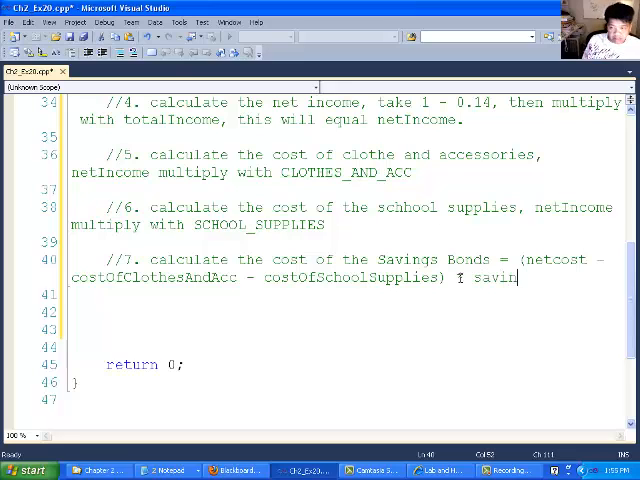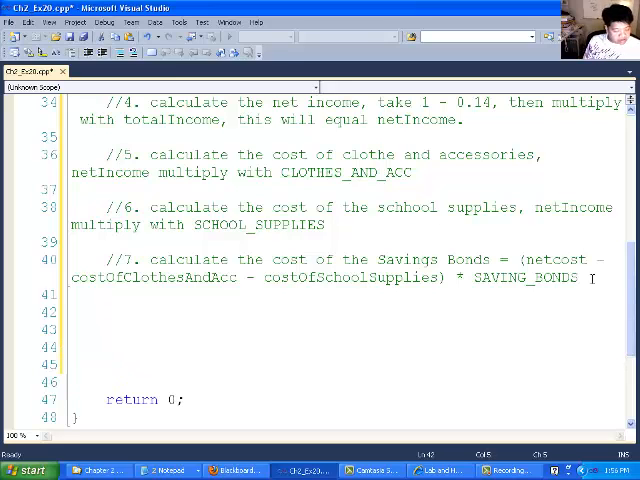What is my identifier? There's a constant up there, savings bond. So if I calculate the savings bond, the net cost, subtract all my school supplies and my clothes and accessory, I take that and multiply it with the savings bond. Please write that below here.